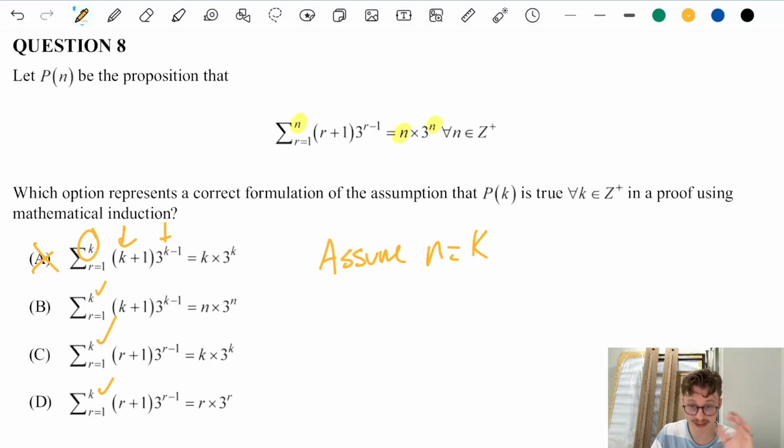In part B, well, this part is correct, right? All these parts are correct. They all should become k because there's an n at the top. So that part's correct. But if we look here again, I've got k instead of r, so it can't be B as well. Because again, they've replaced the letter r with k, and that's not how we do it.